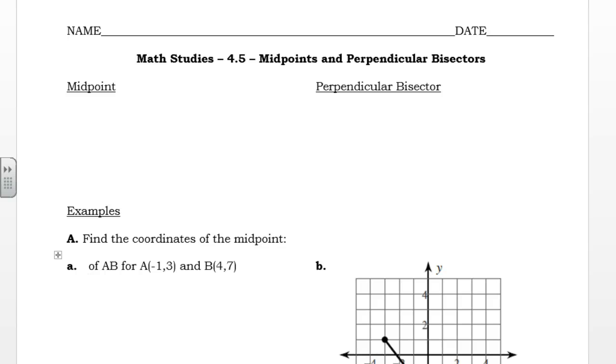This is Math Studies Lesson 4.5. In this lesson we're going to put a lot of stuff together. We're going to be looking at midpoints and perpendicular bisectors. It's going to require us to use our slope formulas and our linear equation formulas from earlier in the chapter. So, midpoint would be the middle of a segment.